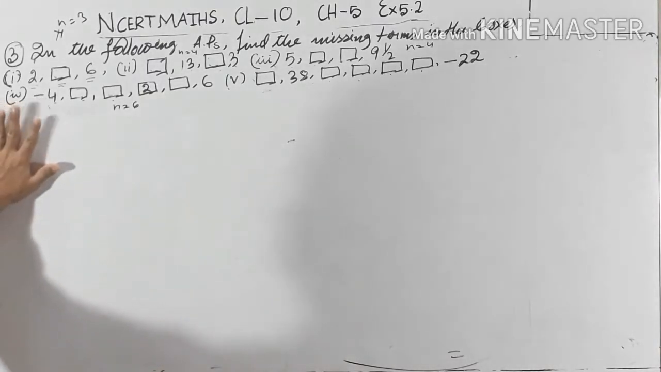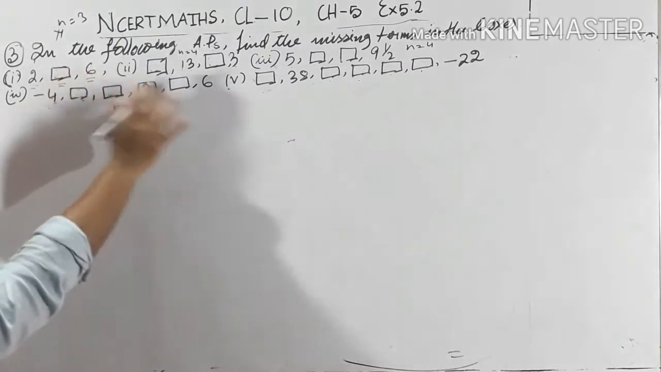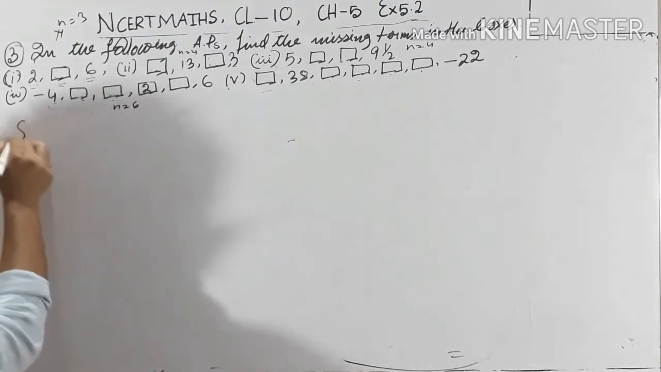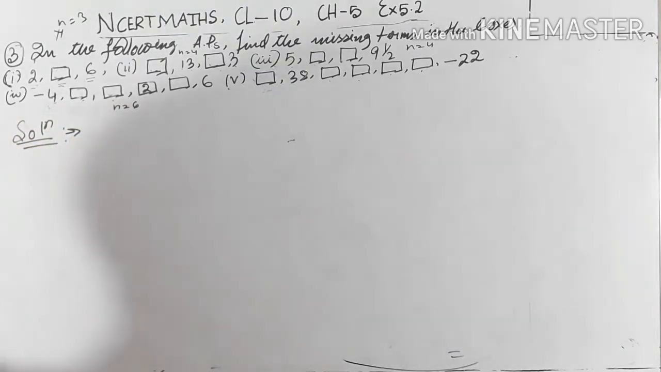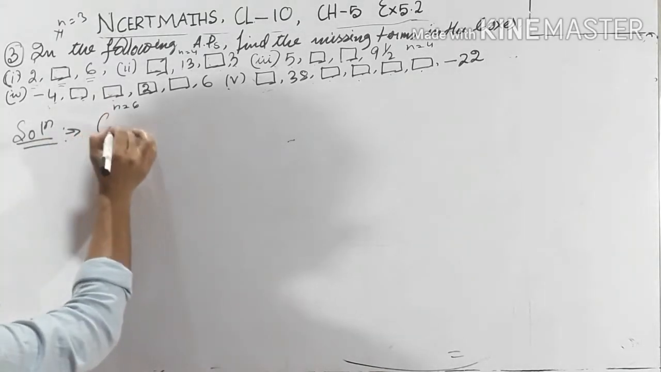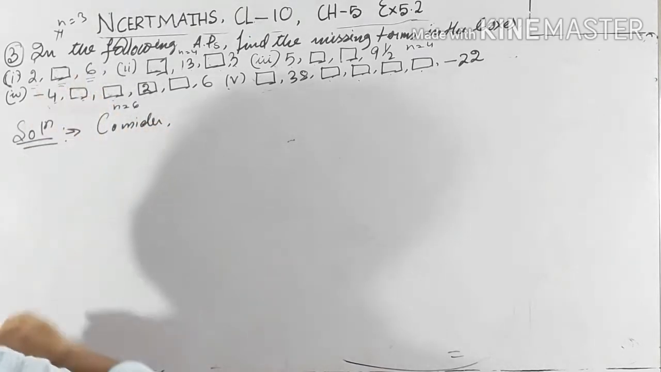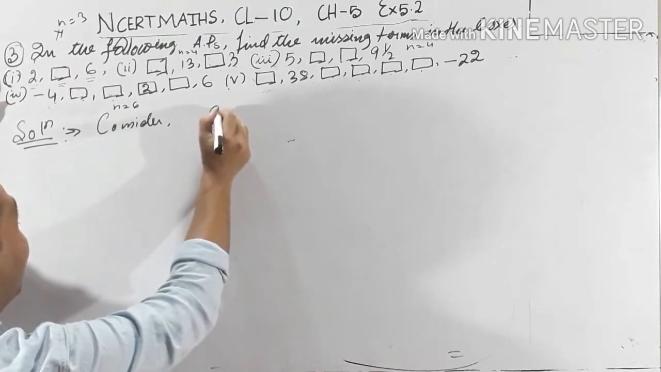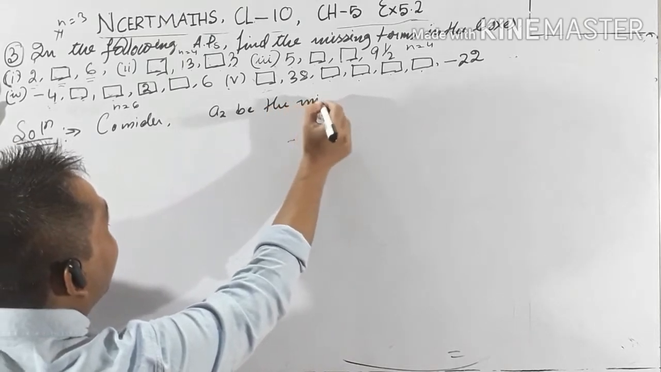They have a finite number of terms. But how to find out the missing terms in the box? Let us solve first. Whatever we are supposed to find out, we have to assume it. So let us consider, in the first condition, Roman number 1, A2 to be the missing term.